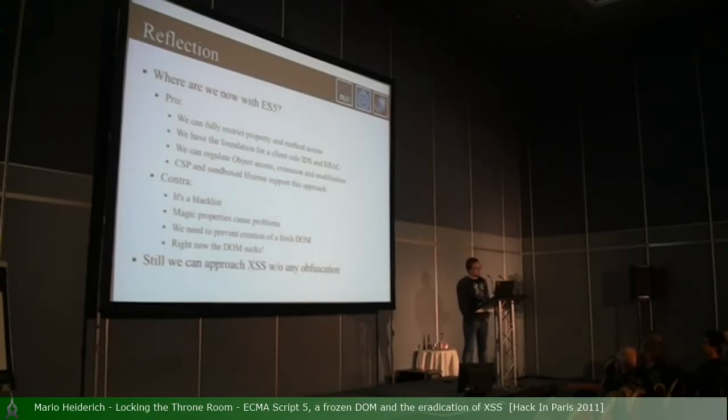Kinda. In some situations we can't, in most situations we can, so we're almost there. The pros we have: we can fully restrict property and method access in the DOM, which is nice. It can be done tamper-safe. We have the actual foundation to build a client-side IDS. There is none out there, so if you want to build one, you would be the first. Like, build it, it's necessary.